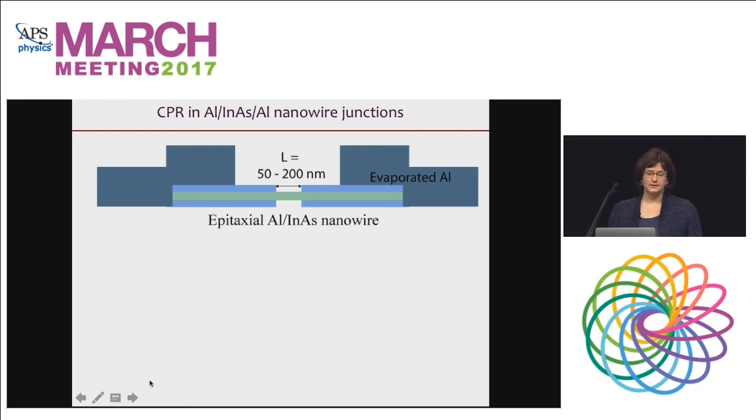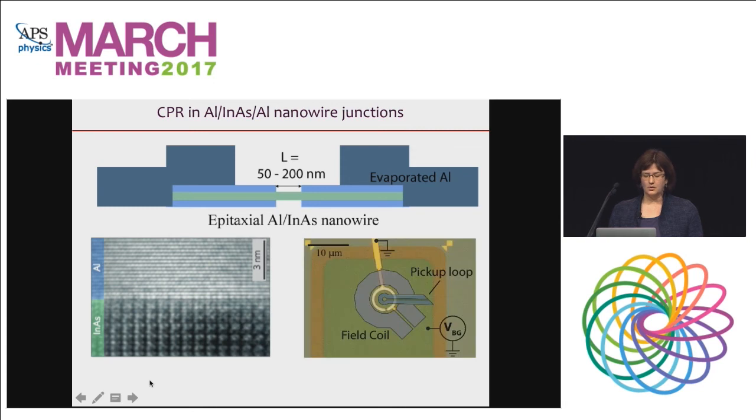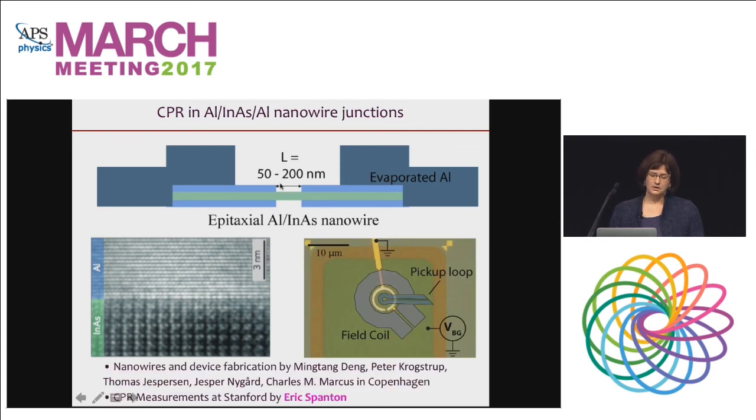What I'd like to tell you about is our work on epitaxial aluminum indium arsenide nanowires grown by the group at Copenhagen. They grow these nanowires, and then they etch aluminum out of the center of the nanowires to give us an indium arsenide region in the center. Theoretically, if you put an in-plane field along these nanowires, you should be able to tune this into a topological state if you can also tune carrier density. Then they evaporate leads on this for us and close the leads into a circular loop.